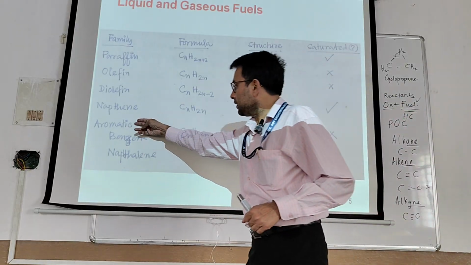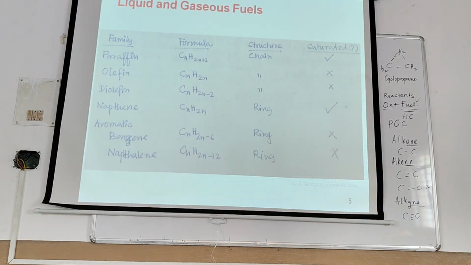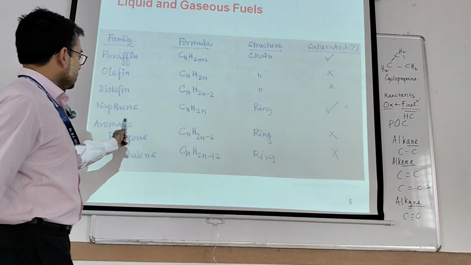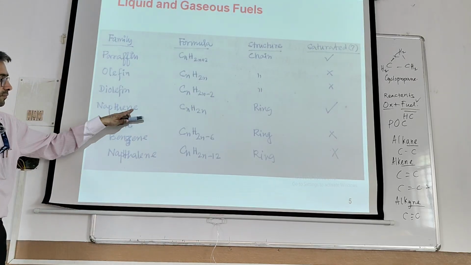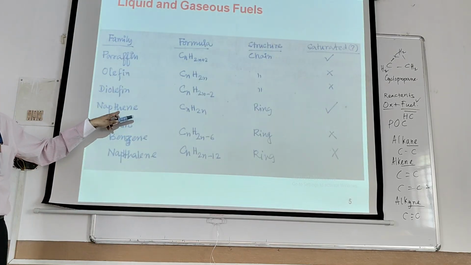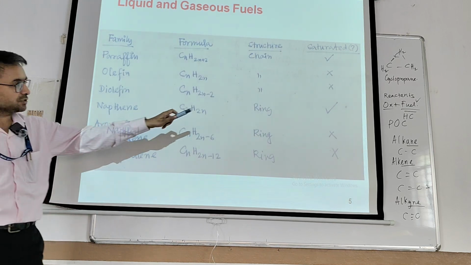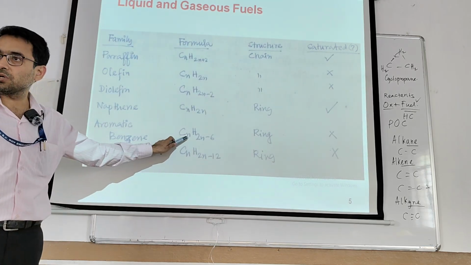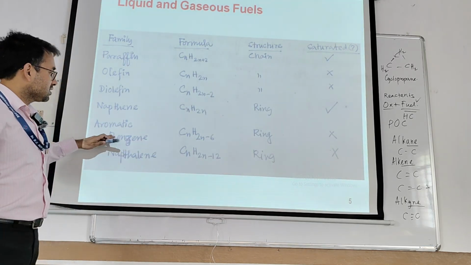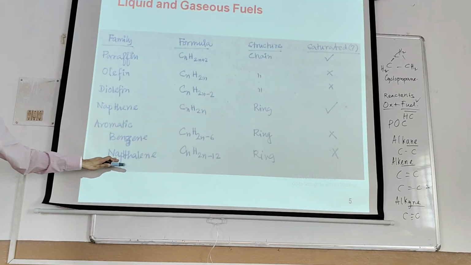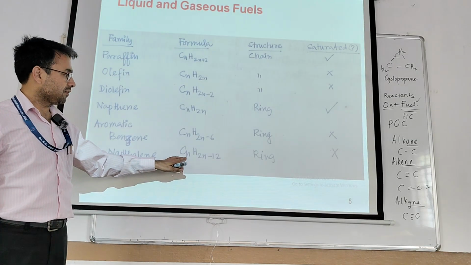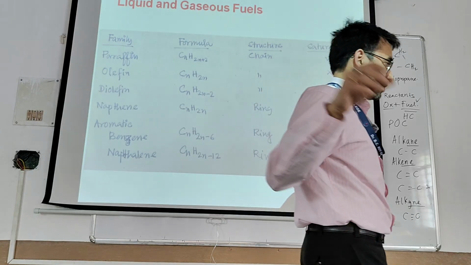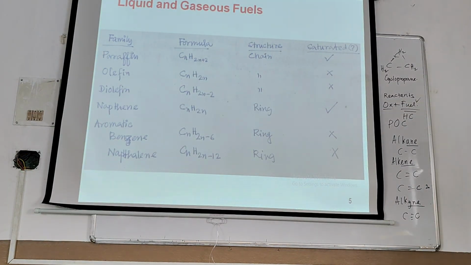Now aromatic. In this you have basically benzene and naphthalene. They are also ring structures, but they are unsaturated. Naphthene and naphthalene are different. Naphthene is cycloalkane, saturated, with no carbon-carbon double or triple bond. But in aromatics you have carbon-carbon double bonds in a ring structure. So this is benzene and this is called naphthalene. As I recall, naphthalene has a two-ring structure.